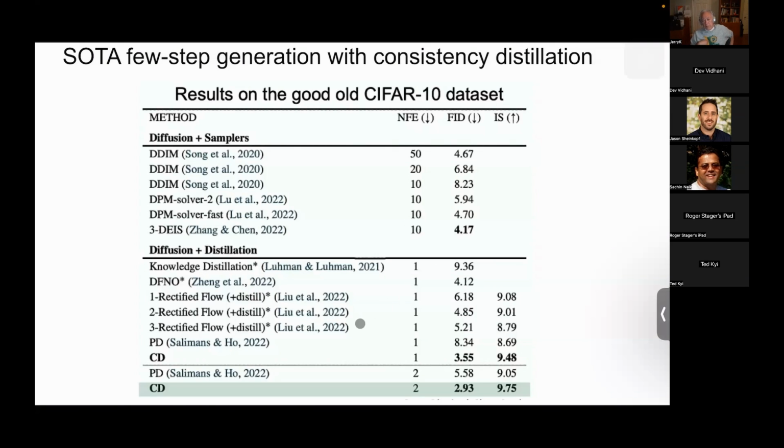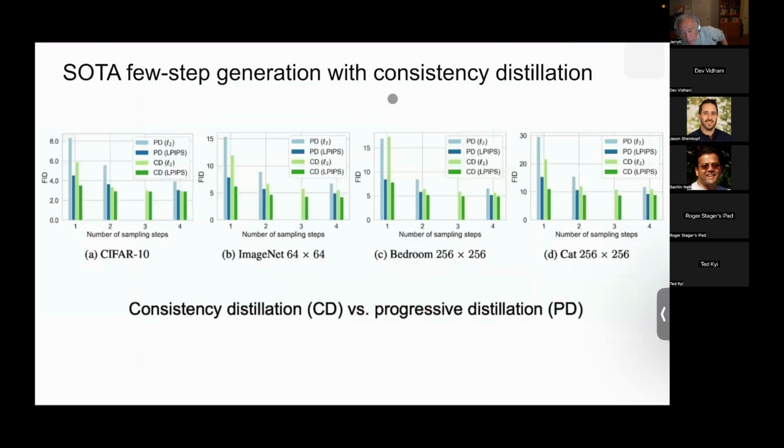But with the consistency models, with 1 or 2 steps, they get pretty good FID scores. Now, CIFAR-10 is not the best of the best benchmarks, but they had results for others as well. And then they showed that they had pretty good results compared to the progressive distillation.